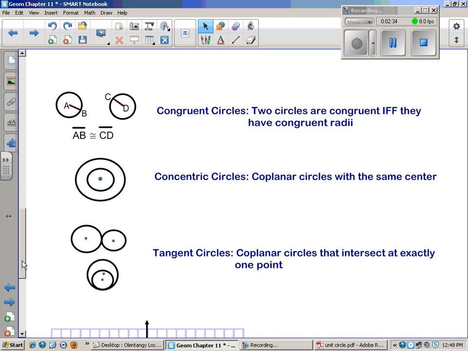All right, and what's coplanar mean again? On the same plane, good. Concentric circles are coplanar circles with the same center. So that just means you can't have 2 circles where one fits inside the other, because those would not be on the same plane. One would be going this way and one would be going this way. So concentric circles are coplanar circles on the same piece of paper that have the same center.